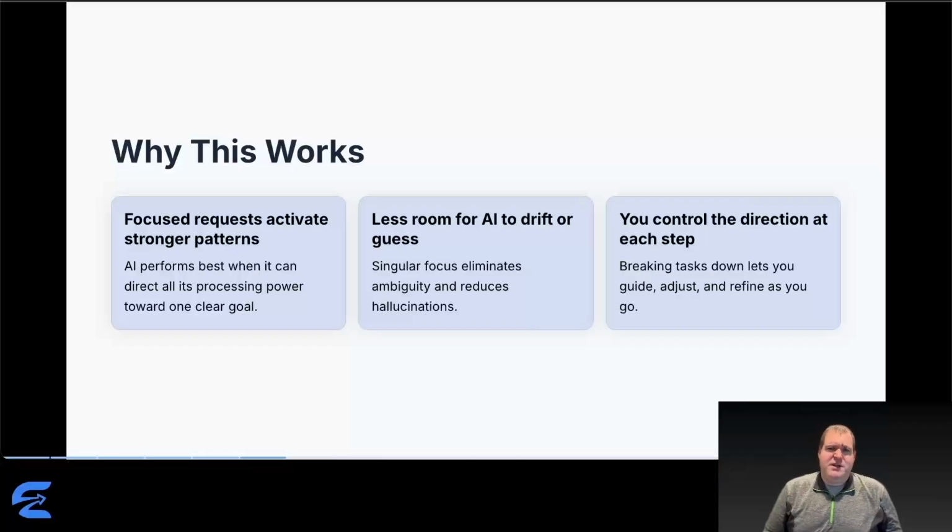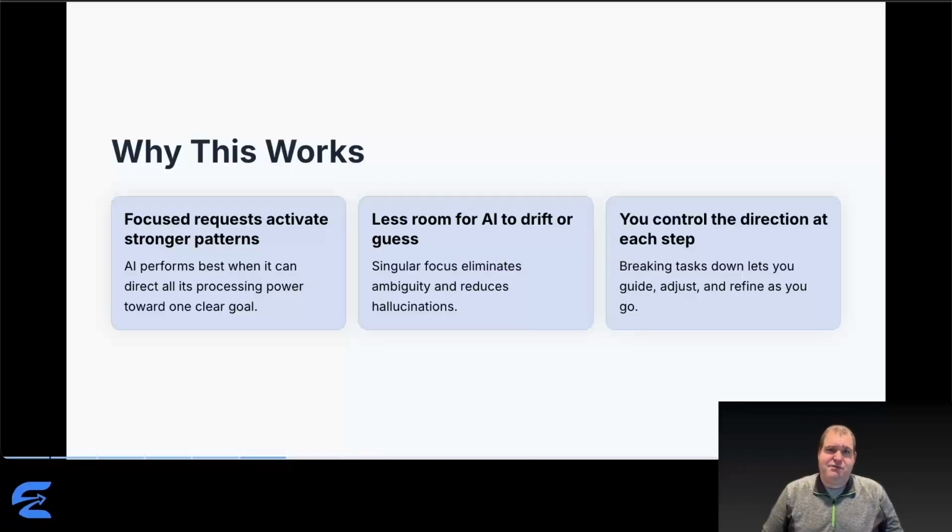And why does this work so much better? Well, there's 3 reasons. First, focused requests activate stronger patterns. Remember from video 1, AI is fundamentally a pattern completion system. When you give it a focused task, it can direct all of its processing toward the patterns relevant to that specific objective. There's no confusion about which direction to go.